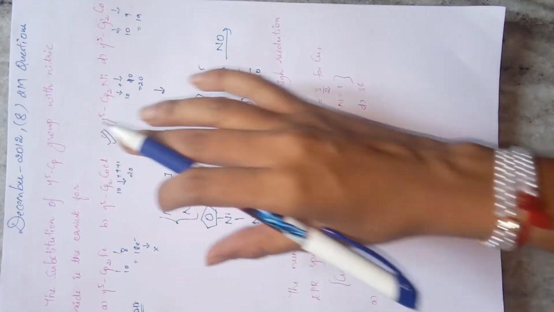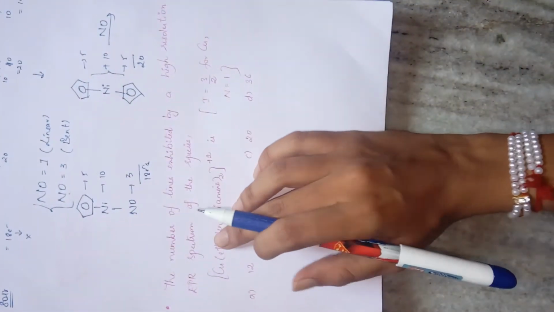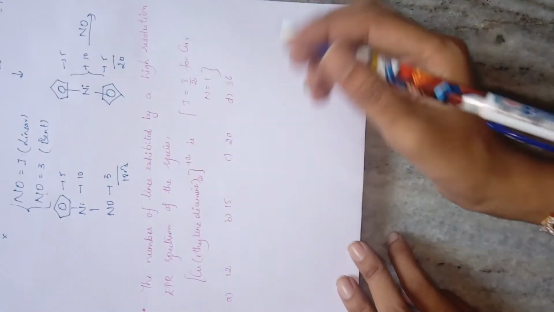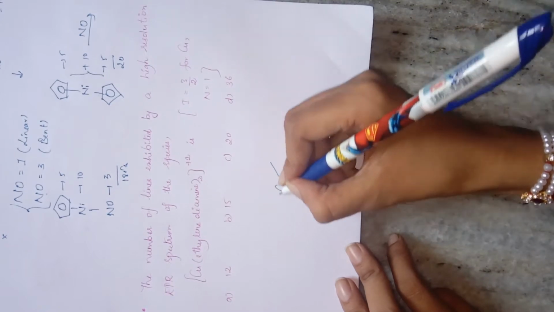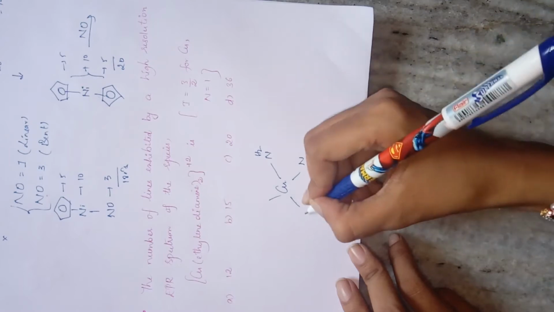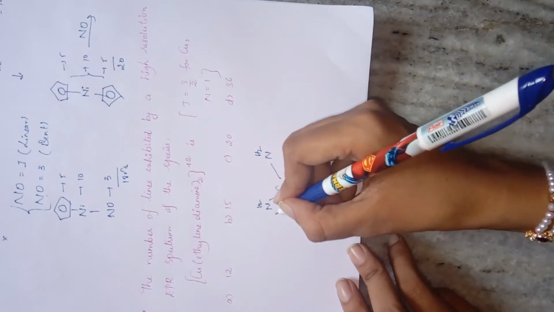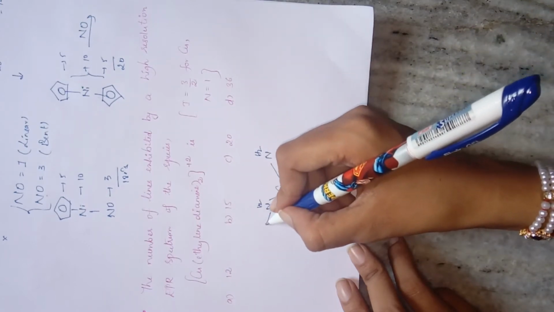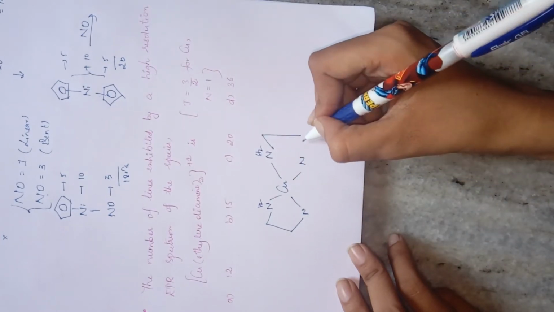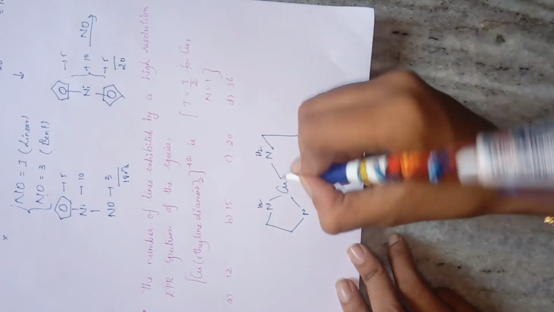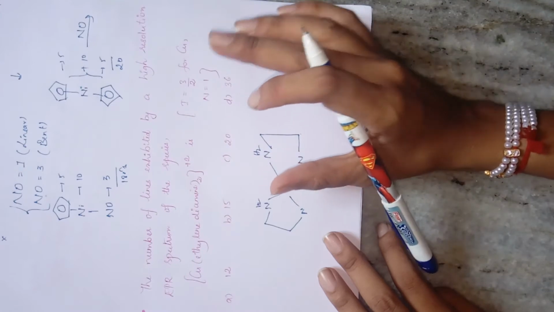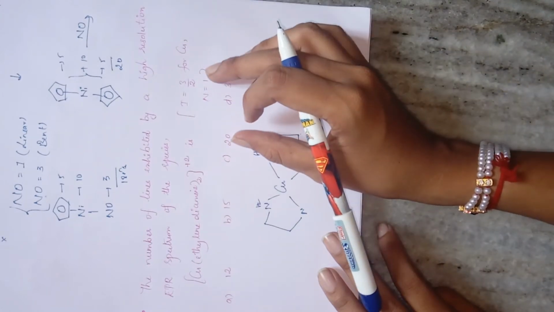Okay, now the number of lines exhibited by high resolution EPR spectrum of the species. So what is the species? Copper ethylene diamine, that is NH2, okay, I'll not write completely. NH2 and ethylene diamine, NH2 CH2 CH2 NH2. Okay, something like this. Okay, so structure is not important. What you have to know when it is an EPR question, you have to know the I values.